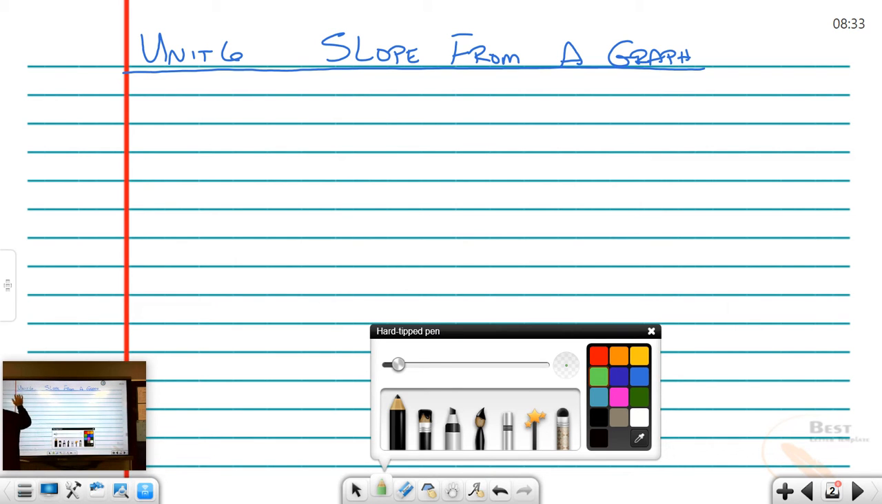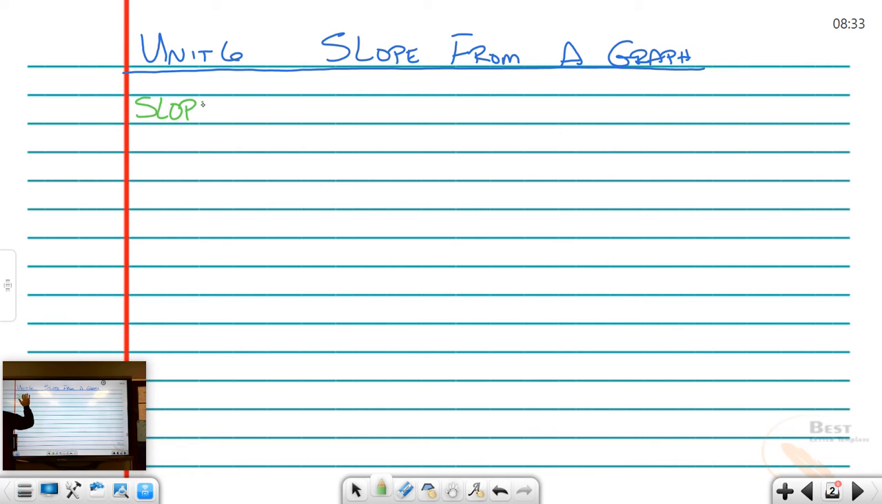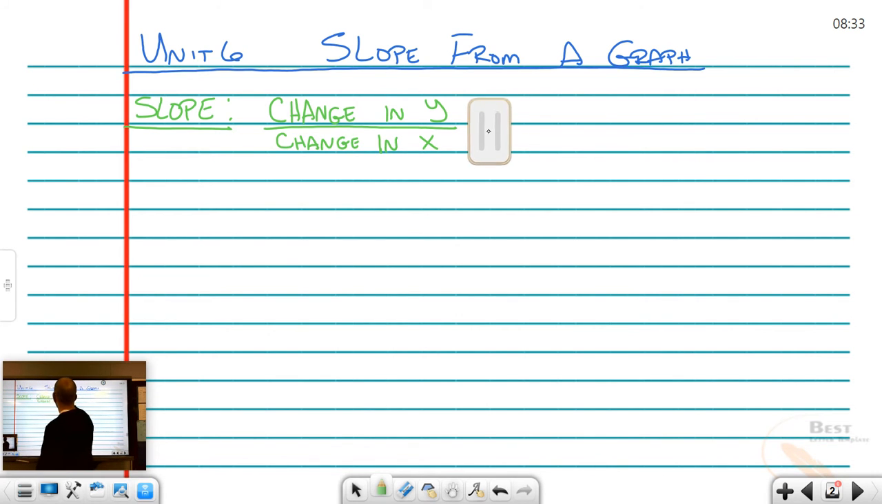All right. So we have slope. Slope is the change in y over the change in x. We've talked about this a little bit. It's also referred to, you'll hear people say, rise over run. It's rise over run. And why is it rise over run?